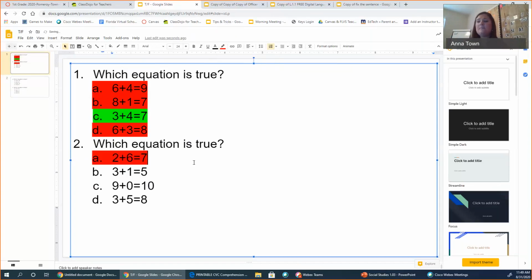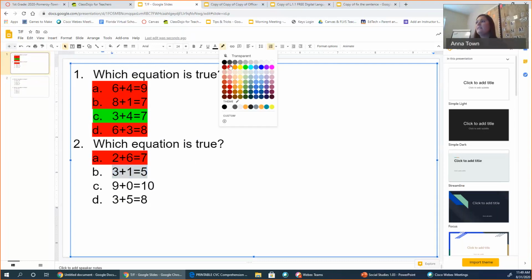Okay, let's move on to B. 3 plus 1, correct? So true or false? Good job, false. We put 3 in our head, 1 finger up, 4, not 5. So we're going to highlight it red.